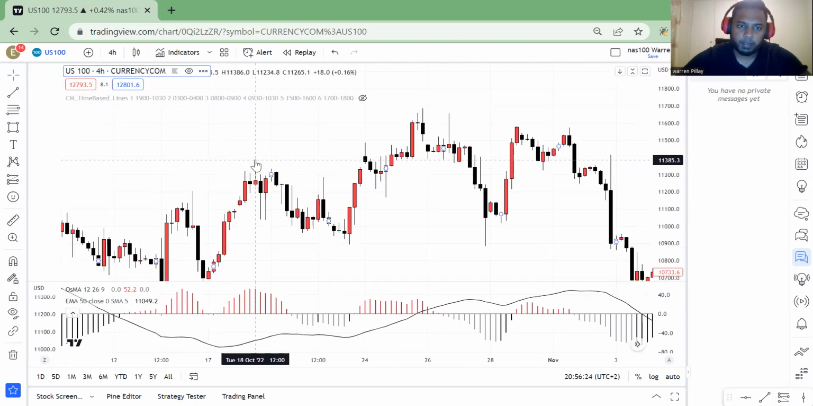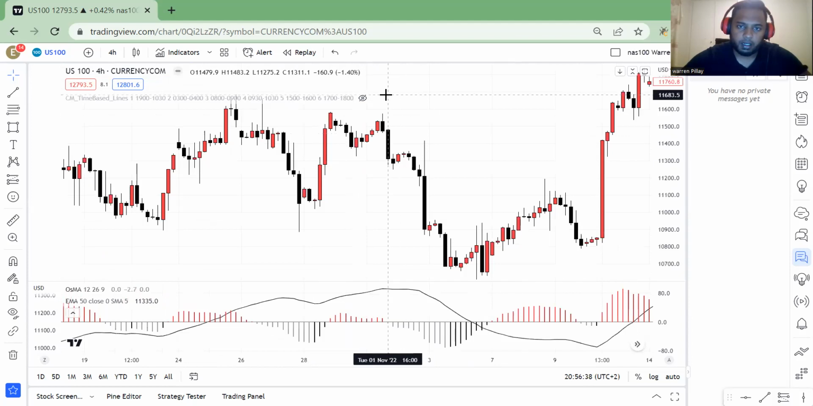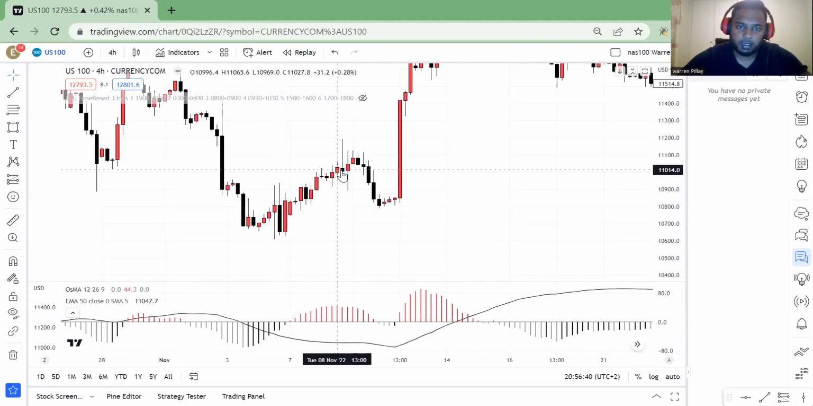That's a big pin bar, dropped. All right, pin bar dropped. Pin bar dropped. Big pin bar, huge wick, huge gap. Boom, dropped. Let's see. Huge pin bar, dropped.